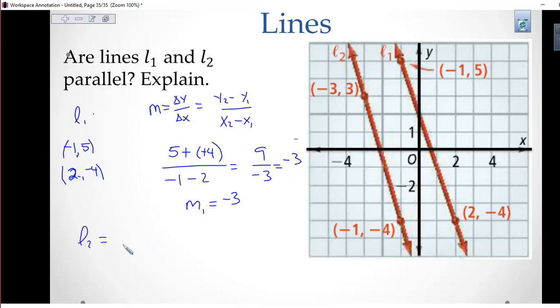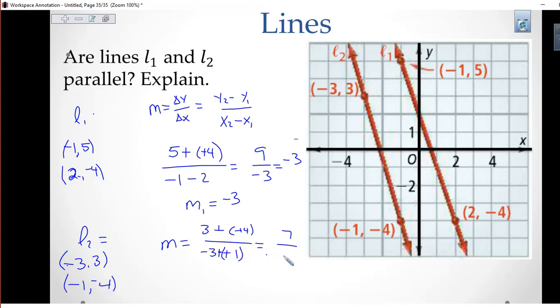Line 2, the coordinates for this one are going to be -3, 3, and then we have -1 and -4. So let's take again a look at our slope. We're going to take our y's, 3 minus -4, put it over our x's, which is -3 minus 1. Change our signs, gives us a +7. This gives me a -4. So this should be minus a -1, so I'll go back and change that. So minus a negative, which changes this to positive, and that gives us a -2. So this gives us -7/2, and this one was a -3.